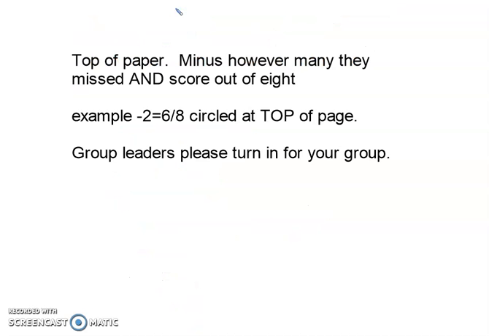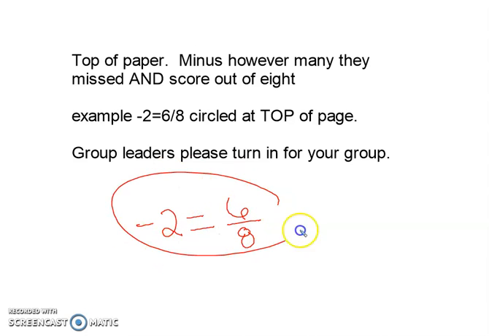All right, so top of your paper, minus however many you missed, and then put equals whatever your score is. For example, if you missed 2, you're going to put minus 2 equals 6 out of 8 and circle it at the top of your paper. Okay, we're almost a quarter. We should know when or how to do this. Group leaders, please turn in for your group.